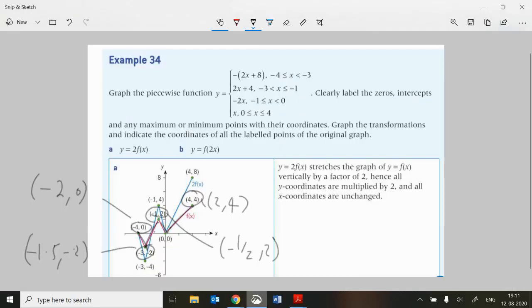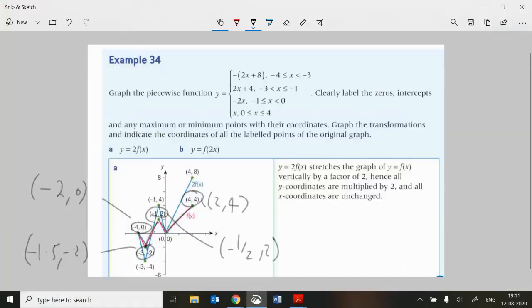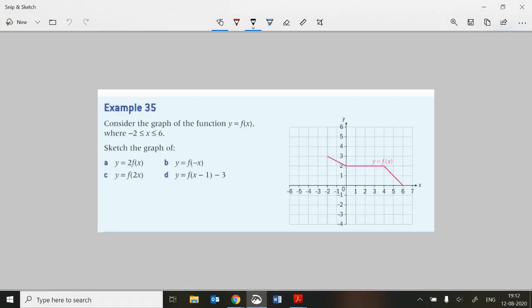Lots of examples here. Example 35. Okay, so they're saying consider this function, and we're not even being given the piecewise function in this case. They're not asking for the piecewise function. They're just saying come up with these new sketches. I just discussed this really briefly. I'm not going to do them all myself, but 2f(x) is going to double all of the heights.